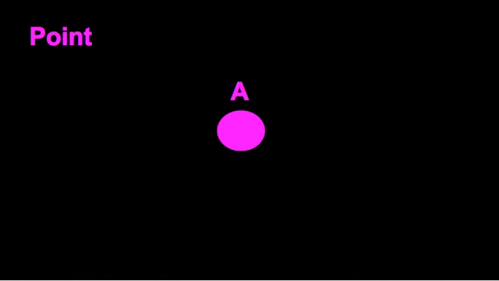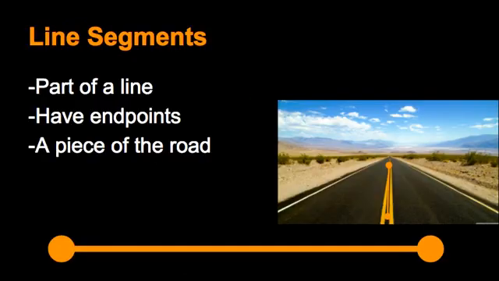Sometimes you can have more than one point, and when you have 2 points, such as here and here, you can connect them with a straight edge like a ruler, and what you end up with is a line segment. A line segment is part of a line. It has endpoints, such as here and here. I like to think of it as a piece of a road, like maybe between a stop sign and the next stop sign down the road. It's just a little piece of that road, because the road goes on and on forever.